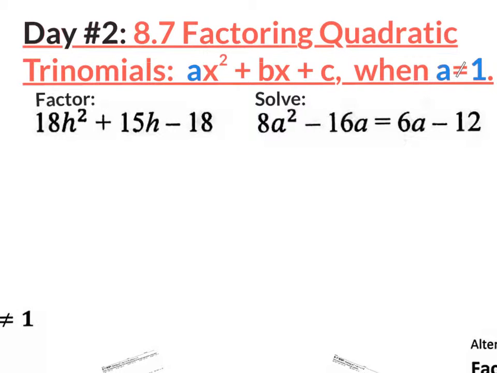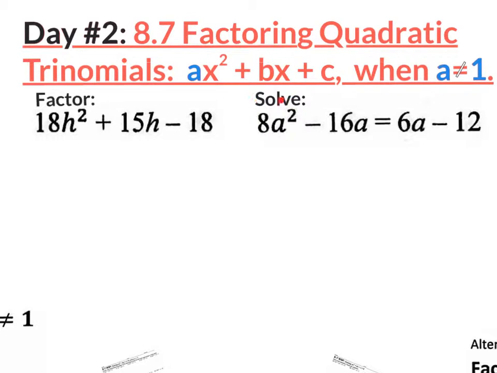So this is the second day that we're spending on factoring quadratic trinomials, ax squared plus bx plus c, when our a value is not equal to 1. Okay, and you already had a worksheet. We were supposed to have done the front half, the front side of the worksheet. And if you take a look at the front side of the worksheet, what do the instructions say? It says factor, right? Now, if you look at the back side of the worksheet, what do the instructions say?